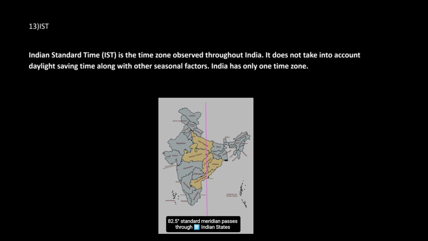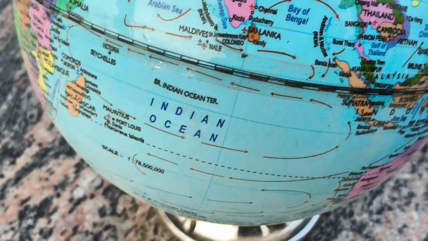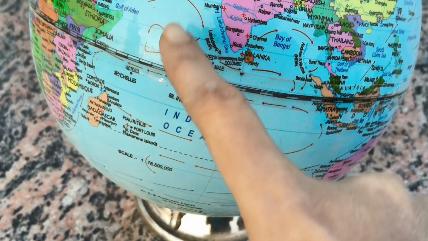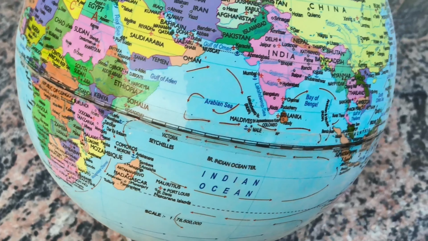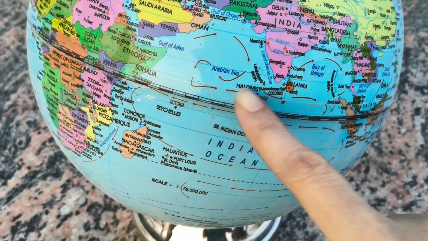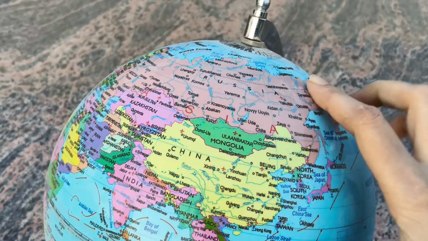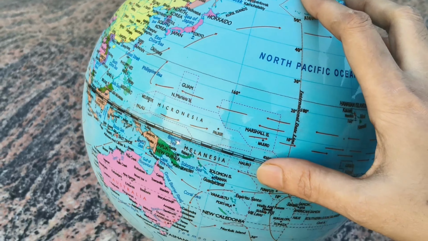So in this chapter we have learned what is globe and important parallels of latitude and longitudes and Greenwich Mean Time and Indian Standard Time, everything.